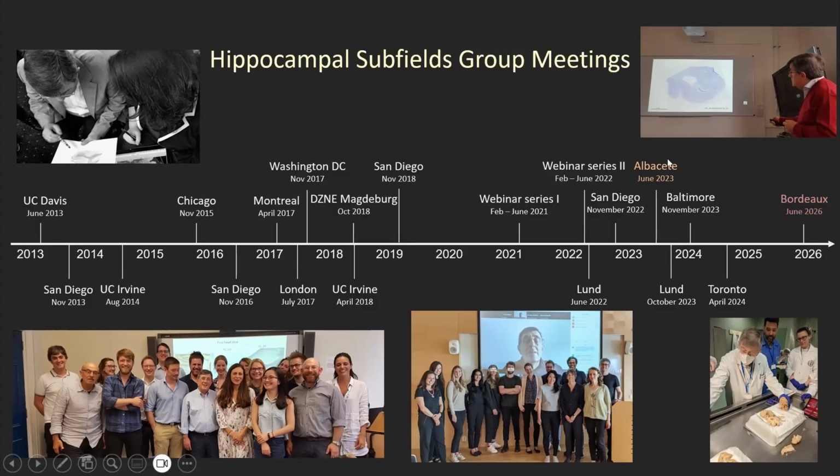I wanted to highlight one specific meeting in Albacete, which was mentioned already earlier, which Ricardo had been asking for several years if we can please have a hippocampal subfields group meeting in Albacete. We finally managed to do this in 2023, where a large number of early career researchers had the amazing opportunity to take a 2-day neuroanatomy course on this section and learn. It's been really an amazing experience.